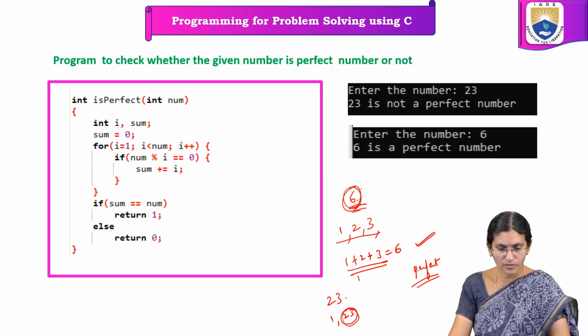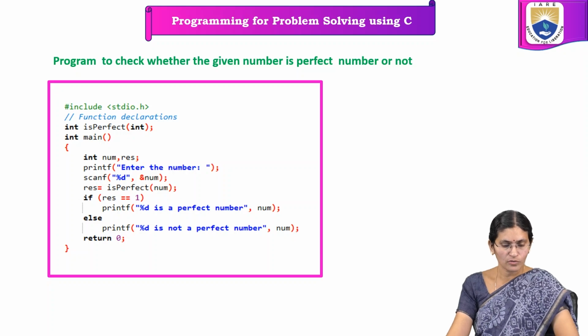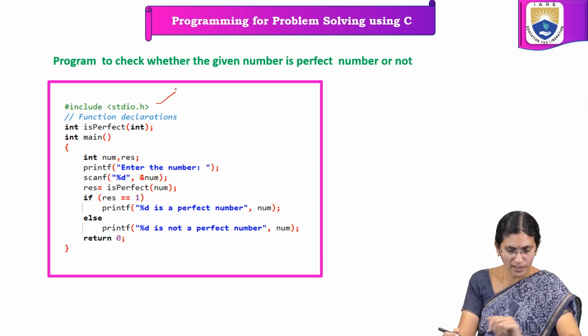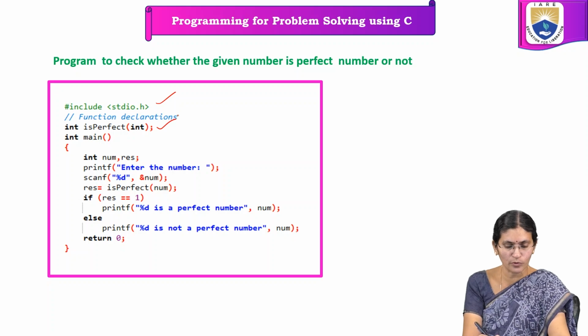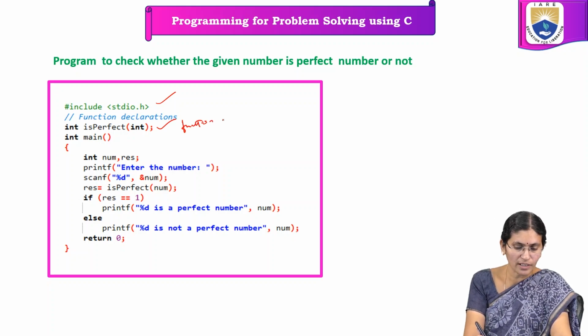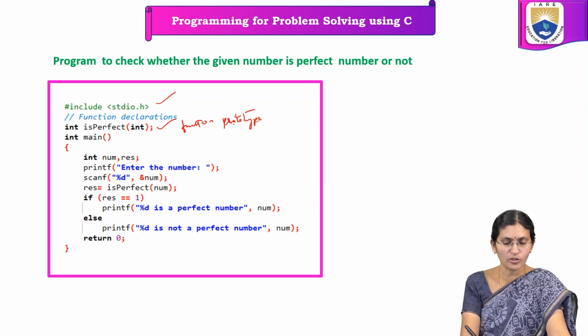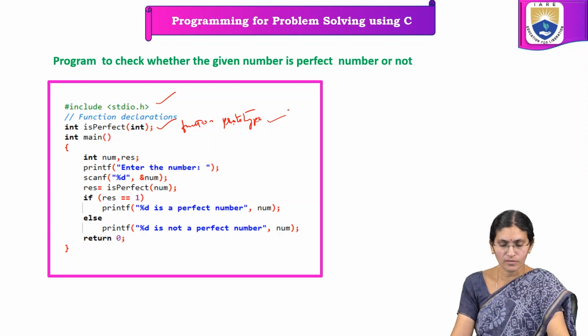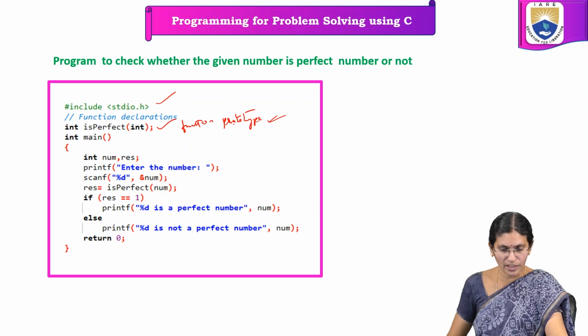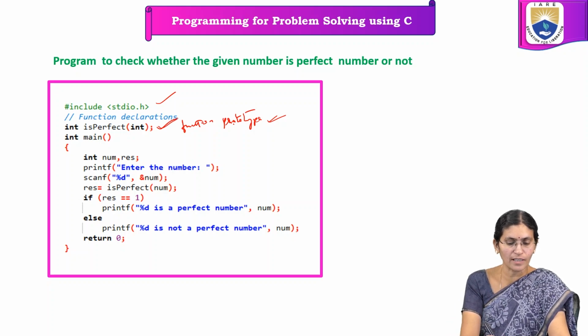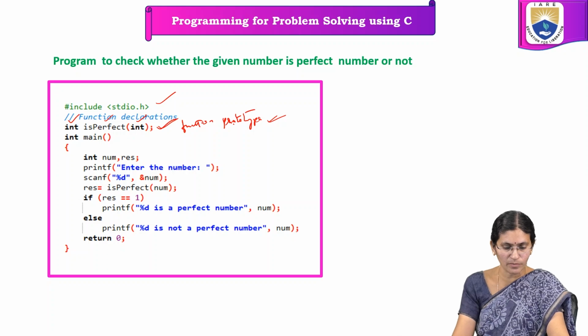To check whether the given number is a perfect number or not, we have written user defined functions. First, this is the header file. Next, this is the function prototype. The function prototype is written to check whether the function is defined correctly or not. This statement acts as a forward declaration. The return type is integer, the name of the function is perfect, and it takes an integer type argument.